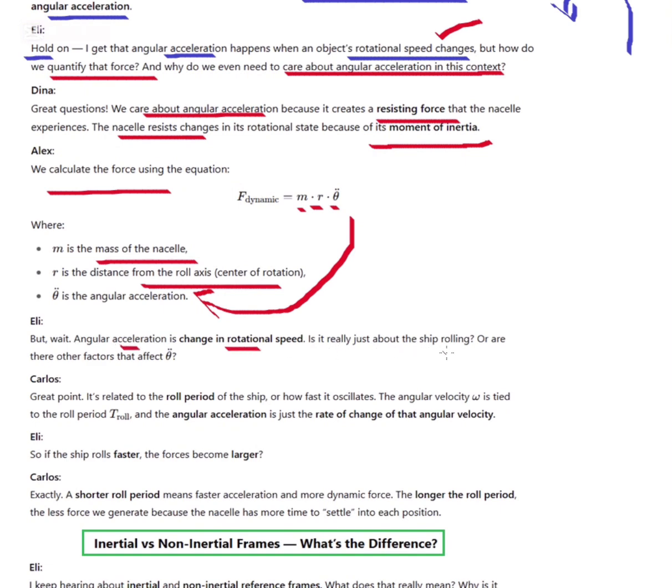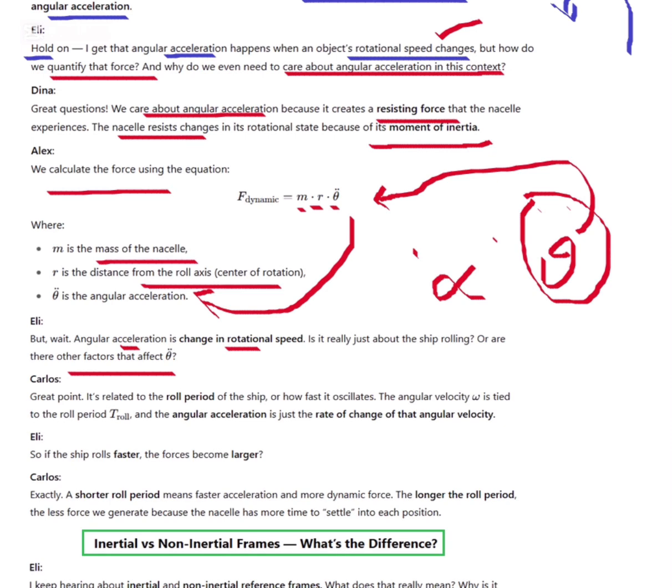But wait, angular acceleration is a change in rotational speed. Is it only the ship rolling about the alpha angle, or are there other factors that affect theta double dot, the angular acceleration? Great point. It's related to the roll period of the ship, how fast it oscillates. For example, if the ship accelerates very fast, then it will have a lot of force.